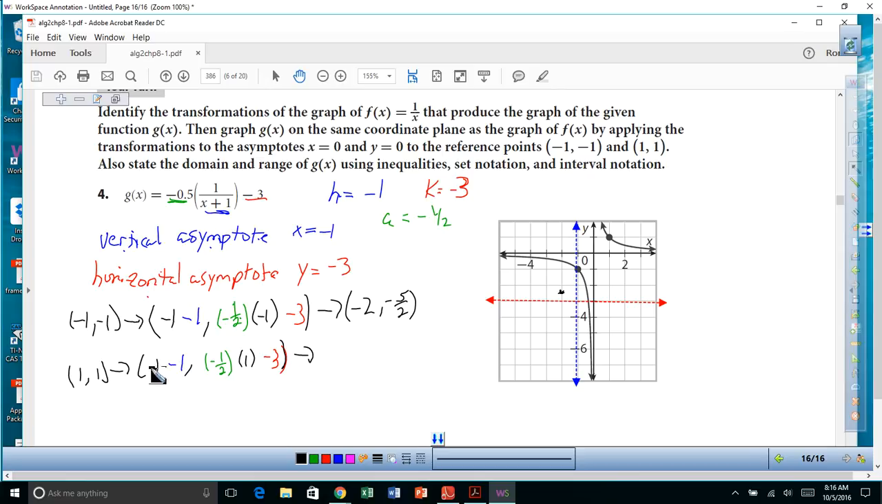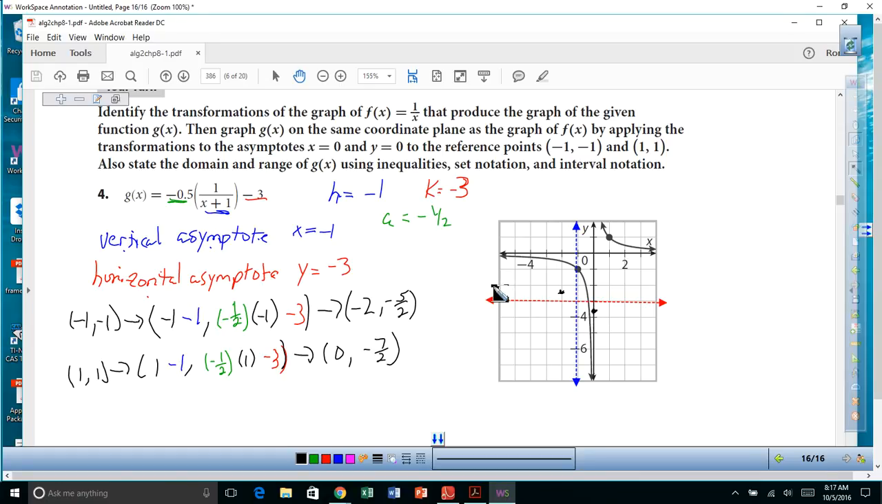So what's our new point? 1 minus 1 is 0. -1/2 times 1 is -1/2. -6/2, that's going to be -7/2. So we're going to have 0, 3.5. That's going to be, or -7/2. That's going to be right there.